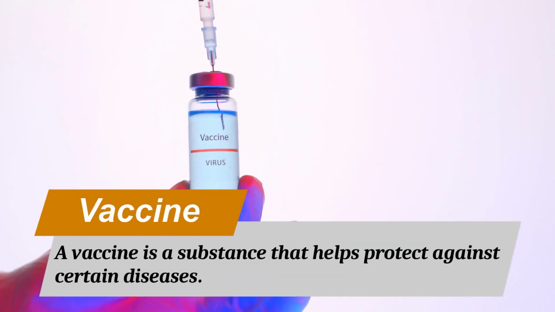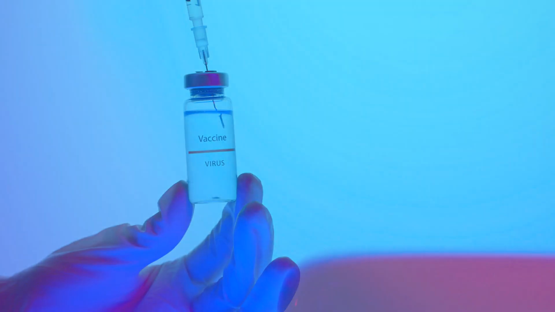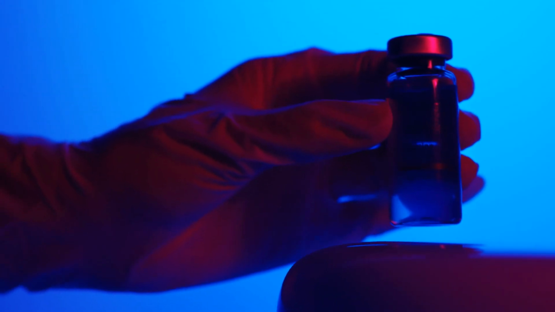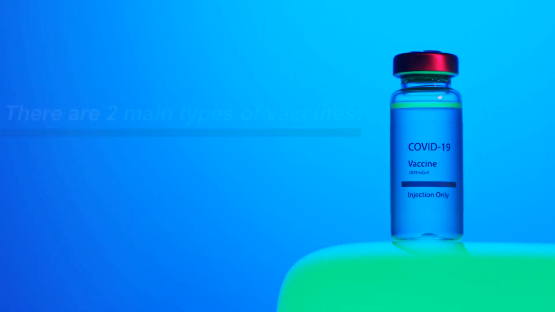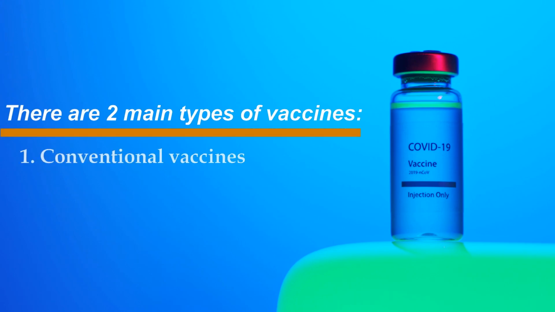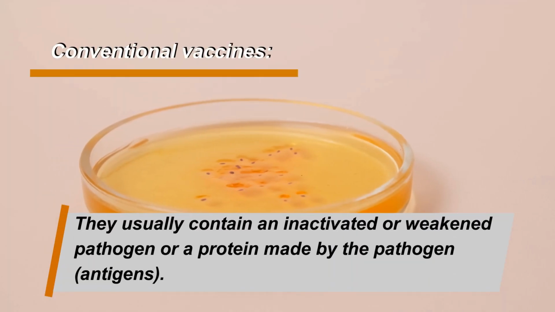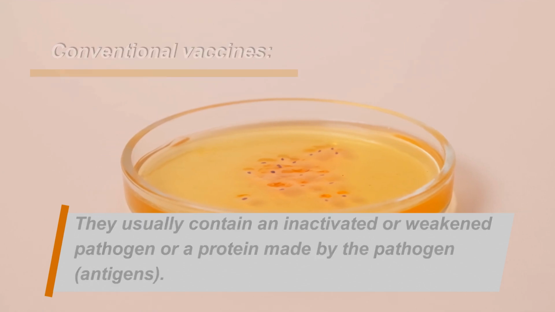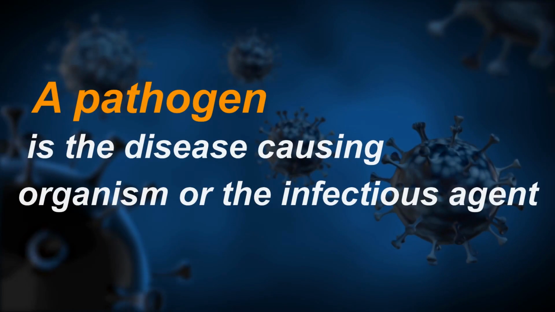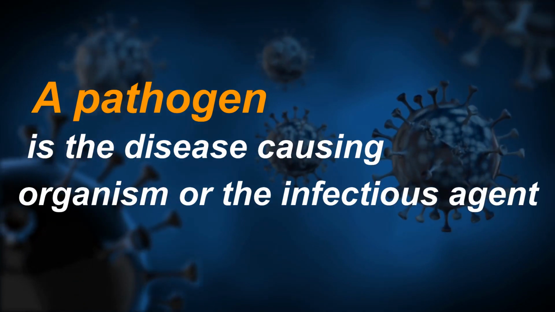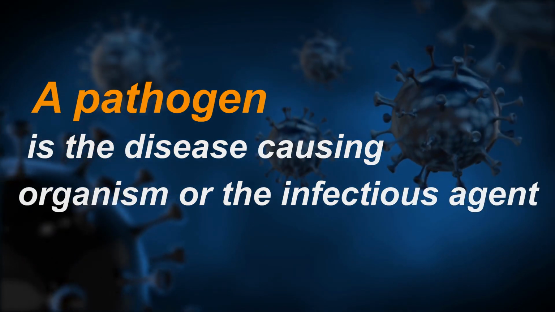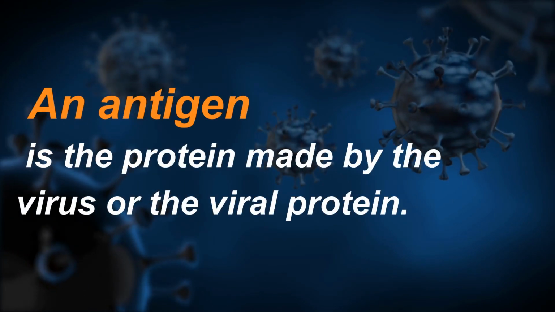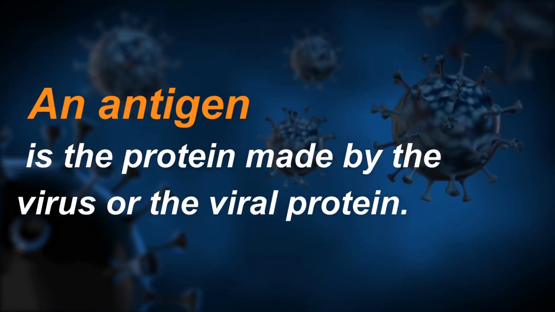A substance that helps protect against certain diseases. There are two main types of them. They are conventional and mRNA vaccines. Conventional vaccines usually contain an inactivated or weakened pathogen or protein made by the pathogen. Note that a pathogen is a disease-causing organism or the infectious agent, and an antigen is a protein made by the virus or the viral protein.